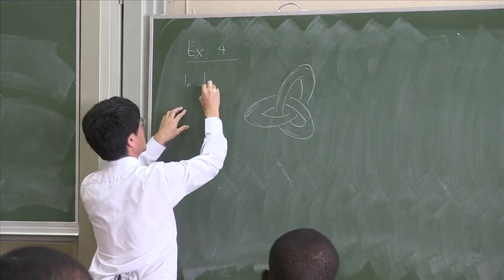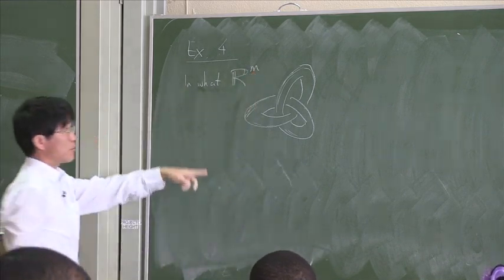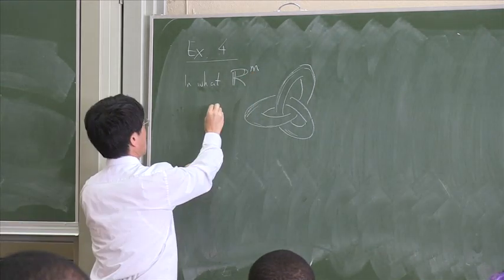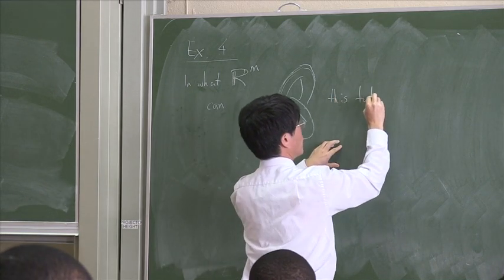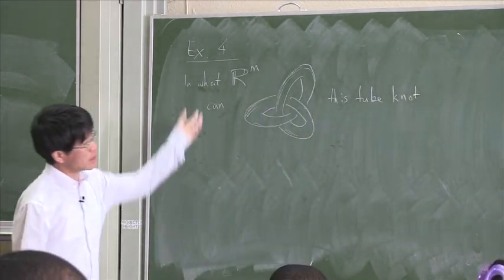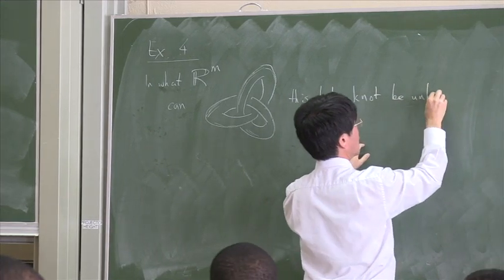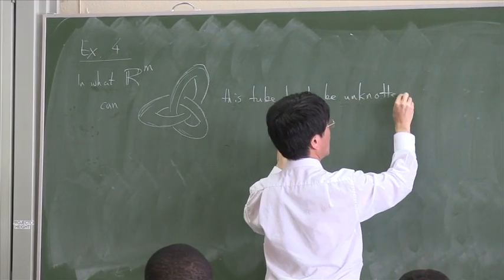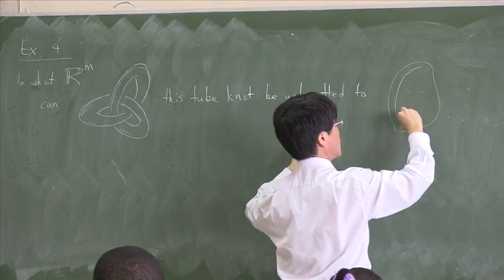Question: in what dimensional ambient space, R^m, for what m, can this, let's call it tube knot, because it's a knot, K-N-O-T, nœud in French, which is made of a tube, be unknotted to an ordinary torus.